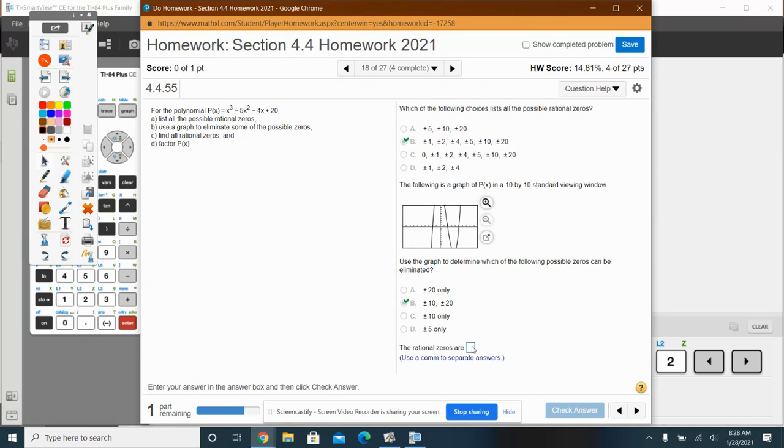And now they actually want to know what those rational zeros are. Well, it looks like maybe it's 2, and it looks like maybe it's -2, and it looks like maybe it's 1, 2, 3, 4, 5. Now, how could I tell for sure?